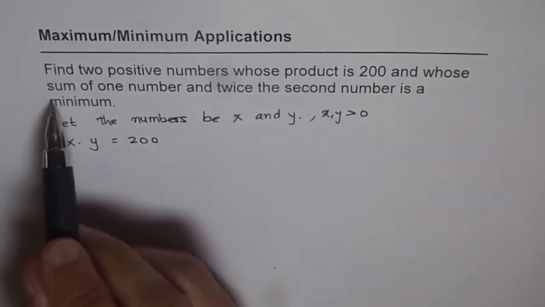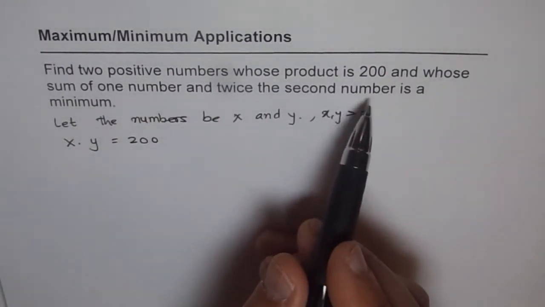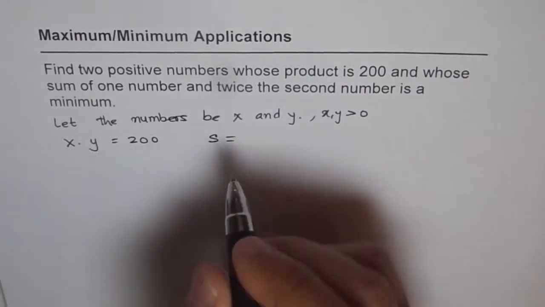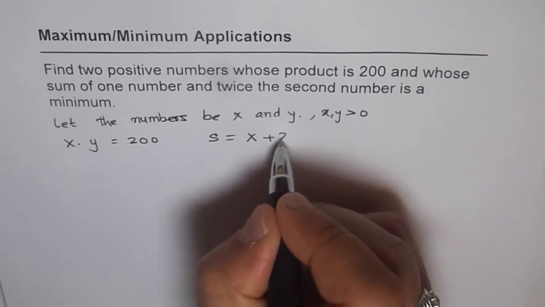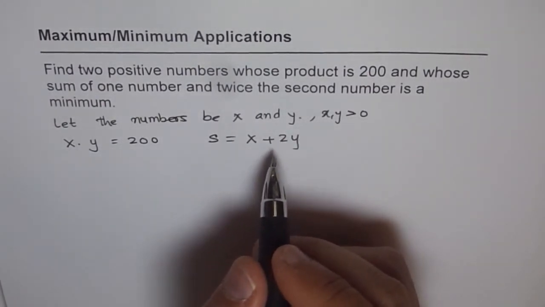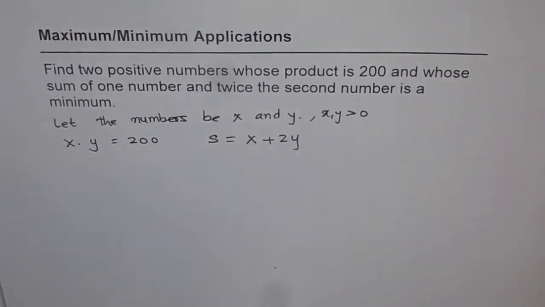And whose sum of one number and twice the second number is minimum. That means the other one is sum of one number, that is x, plus twice the second number, plus 2y. We want to show that this sum is minimum. So that is what the question is. Now we have two variables x and y. Let's write them in one variable and then solve the equation.